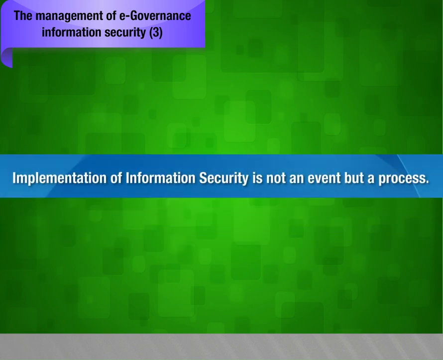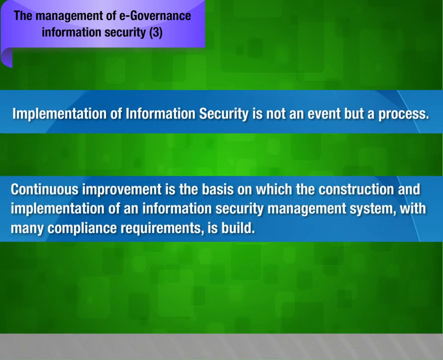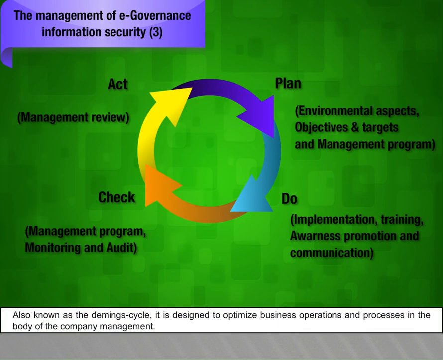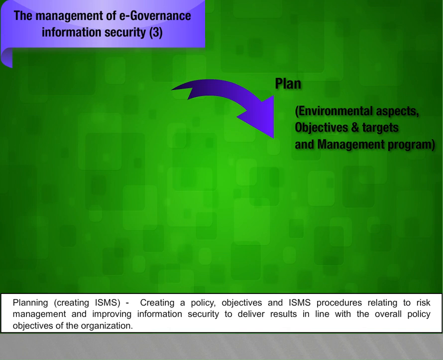Implementation of information security is not an event but a process. Continuous improvement is the basis on which the construction and implementation of an information security management system with many compliance requirements is built. Also known as Deming's cycle, it is designed to optimize business operations and processes in the body of the company management. Planning, creating ISMS, creating a policy, objectives and ISMS procedures relating to risk management, and improving information security to deliver result in line with the overall policy objectives of the organization.